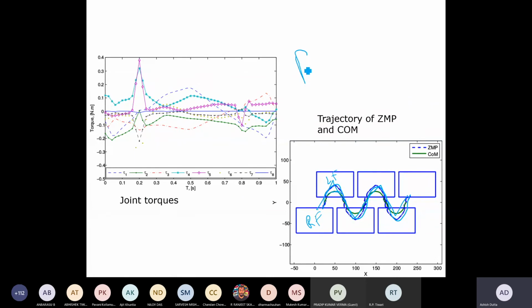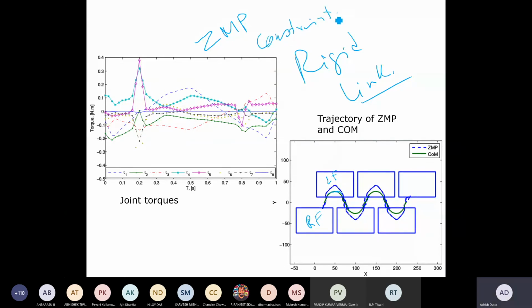Now this is for a rigid link system. If all the links are rigid, then this is the pattern of walking, and this is the trajectory of the zero moment point. Something I forgot to mention is that when you're doing the optimization, the zero moment point, the ZMP, is a constraint, because it always has to be balanced. Whichever trajectory is being found has to satisfy the zero moment point condition, otherwise the biped will fall.